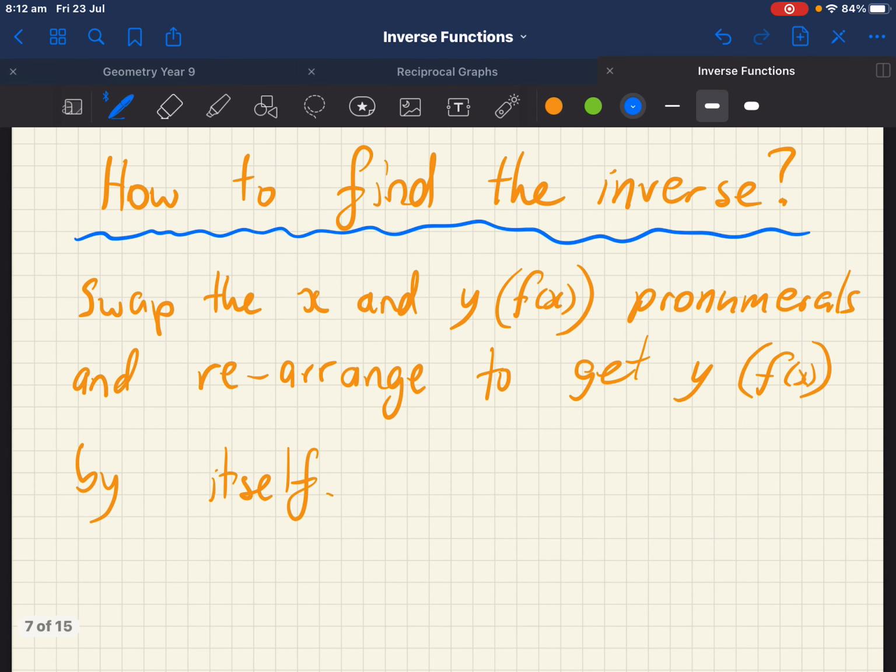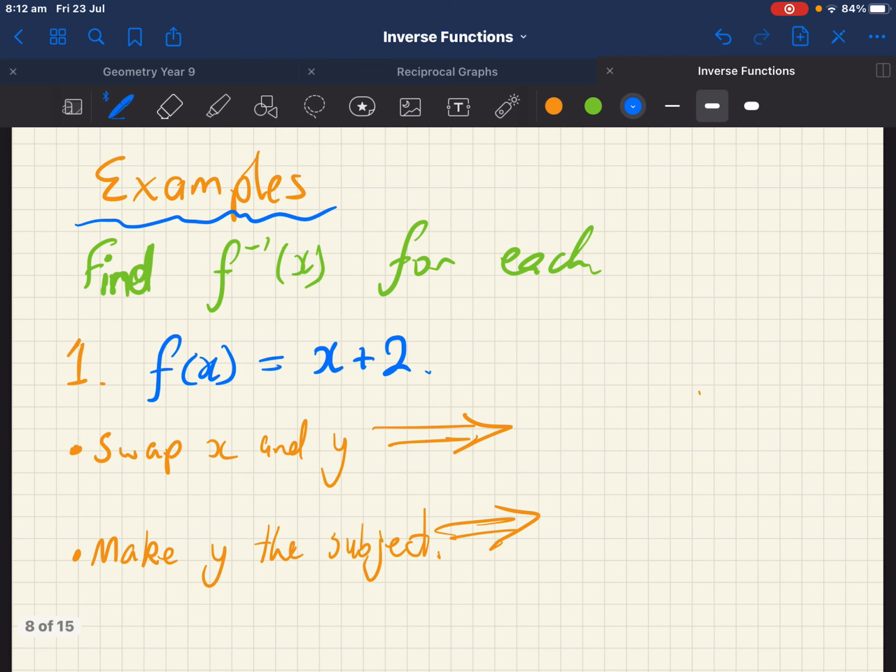All right, so how do we find the inverse function? This is, I guess, probably the main, most crucial skill in terms of you getting marks. How do we find the inverse function? Well, nice and simple. You swap your x and y pronumerals around, or f of x, and then you rearrange it to get y back by itself. In other words, make the y the subject.